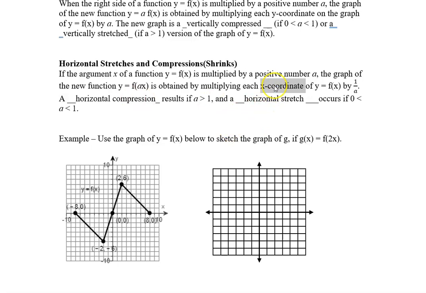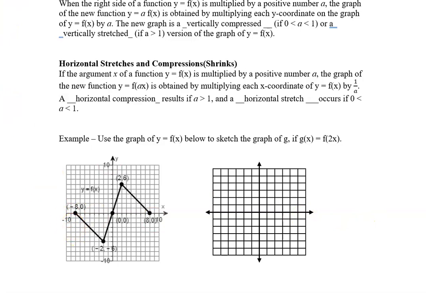And we're going to do that by multiplying our x-coordinate by 1 over a. So remember, a in this case is 2. 1 over a would be 1/2. So what I'm going to do is take all of my points here on this graph, and I'm going to divide their x-coordinate by 2, or multiply by 1/2.